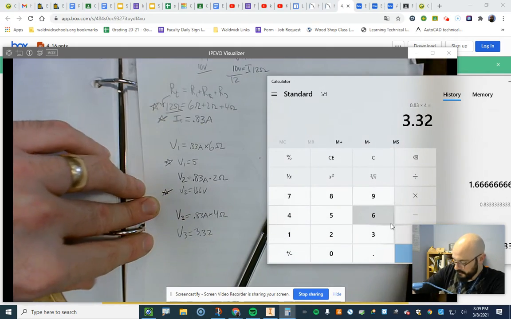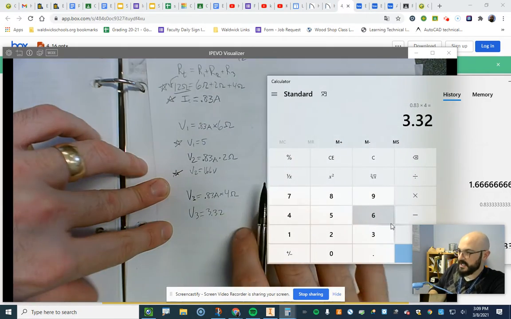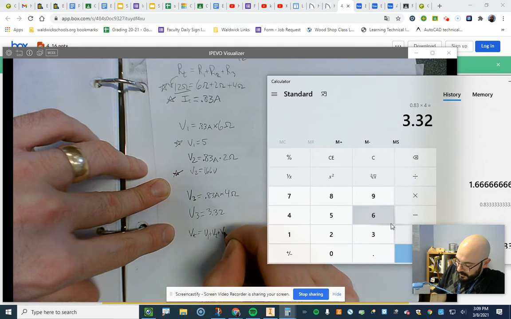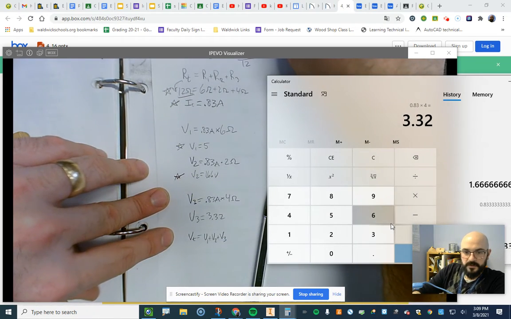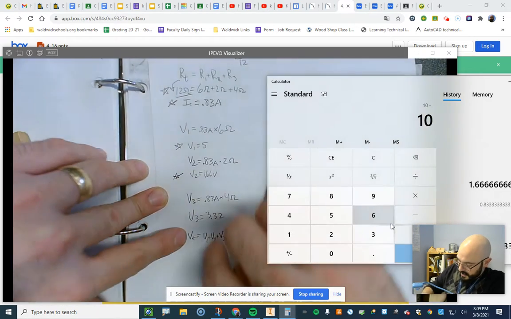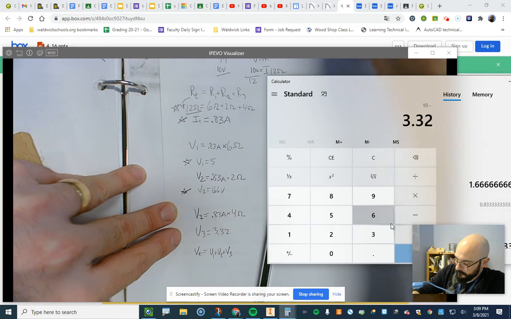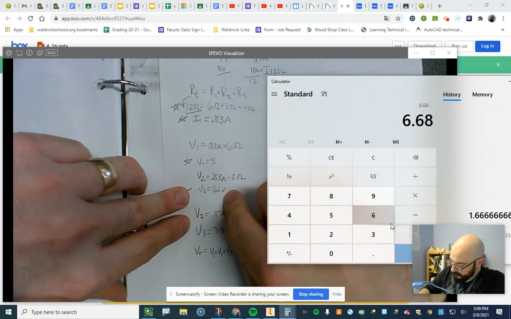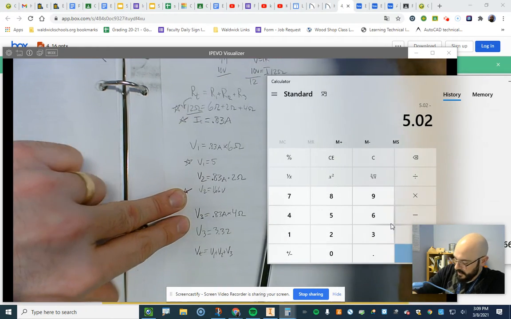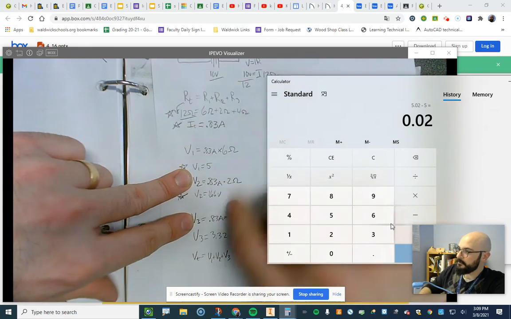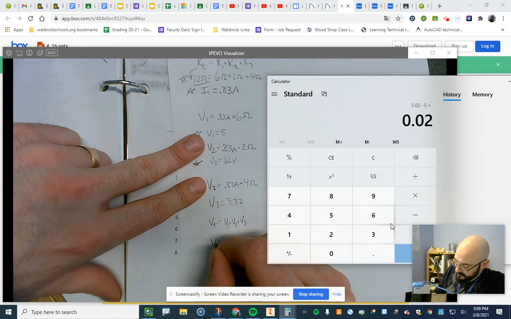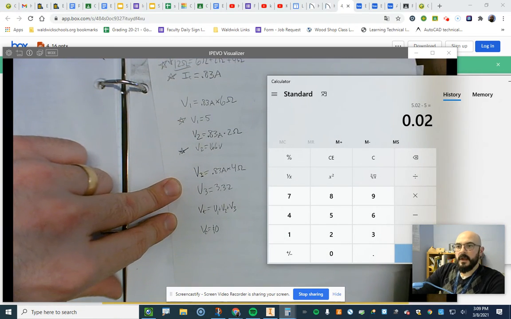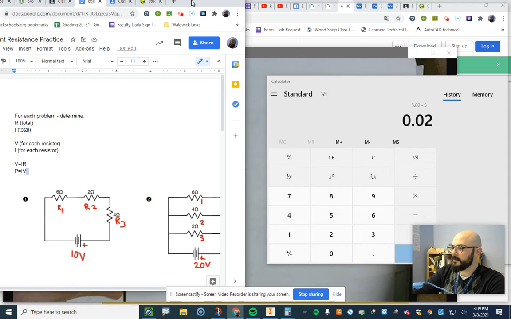And if you want to check your math, we can just add up all our voltages together to make sure that VT equals V1 plus V2 plus V3. So here we have our voltage total is 10 volts. And I'm going to subtract V3, 3.32. I'm going to subtract V2, which is 1.66. And I'm going to subtract 5. We get some error, but VT equals 10, and it checks out. All right, that was easy. Let's go to number 2.